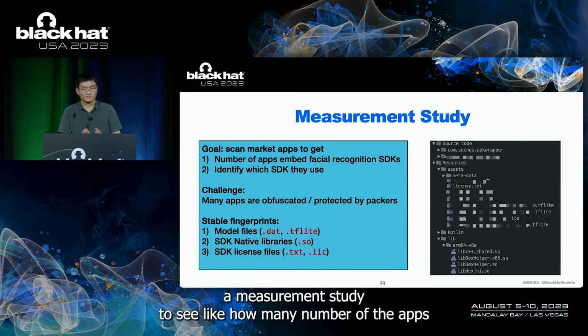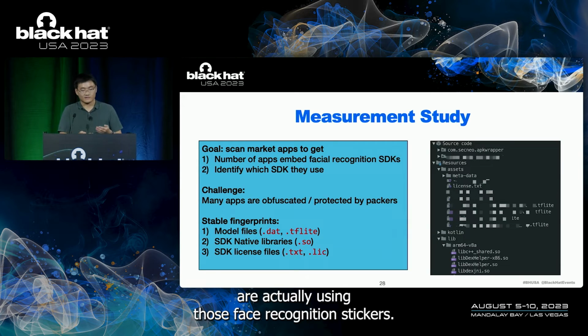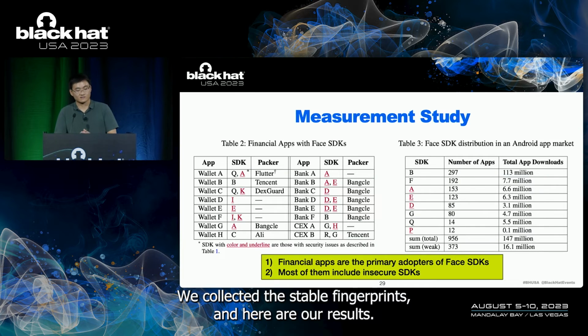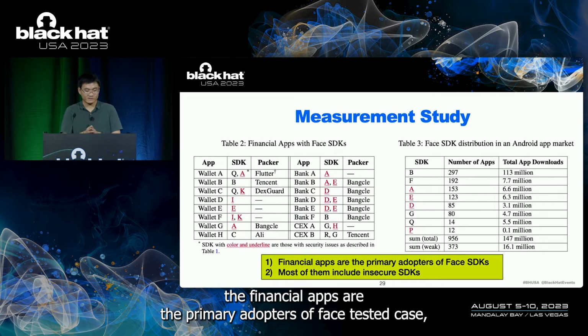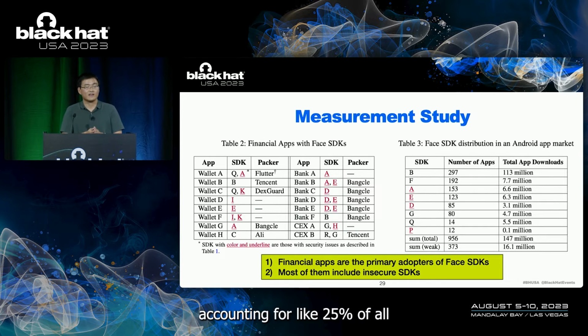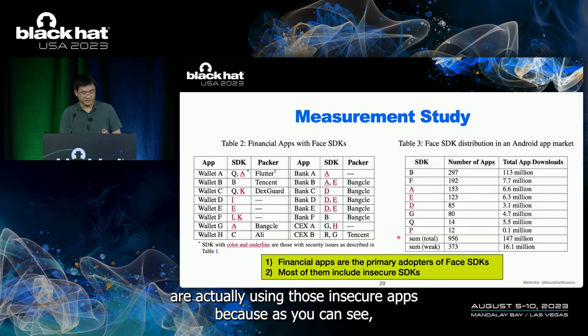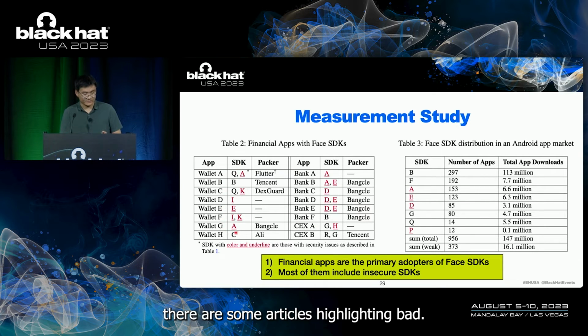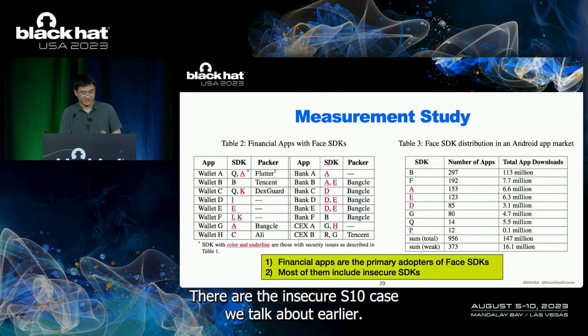We also conducted a measurement study to see how many apps are actually using those face recognition SDKs. We collected the stable fingerprints, and here are our results. We found that the financial apps are the primary adopters of face SDKs, accounting for 25% of all those SDKs in our analysis. Most of these apps are actually using those insecure SDKs. As you can see, the digital wallets and the banking apps here have some SDKs highlighted in red. They're all the insecure SDKs we talked about earlier.